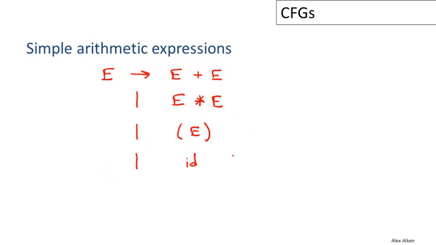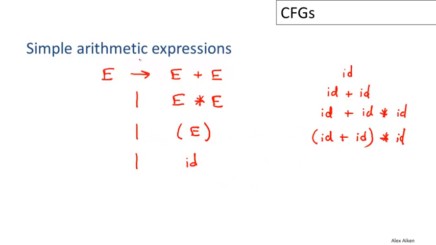And here's a small grammar over plus and times, parentheses, and variable names. So let's look at a few elements of this language. For example, a single variable name is a perfectly good element of the language. ID plus ID is also in this language, as is ID plus ID times ID. We could also use parens to group things. So we could say ID plus ID close paren times ID. That's also something that you can generate using these rules, and so on and so forth. There are many, many more strings in this language.